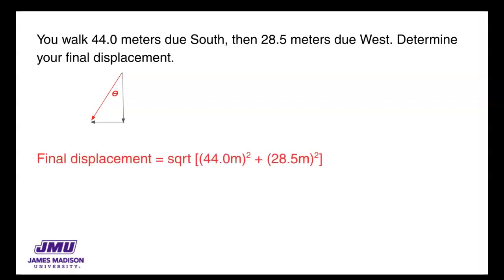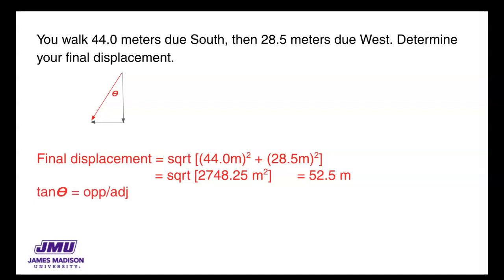So the final displacement I can find with the Pythagorean theorem. So the final displacement squared equals the y component squared plus the x component squared. So final displacement is the square root of 44 meters squared plus 28.5 meters squared, and I get that that comes out to 52.5 meters. That's the magnitude of that red vector.